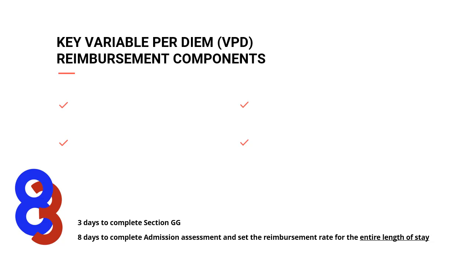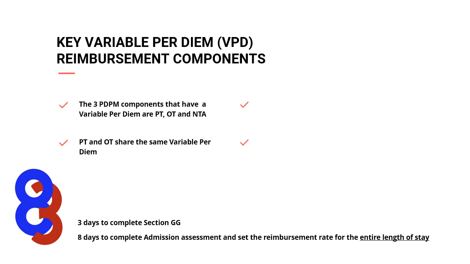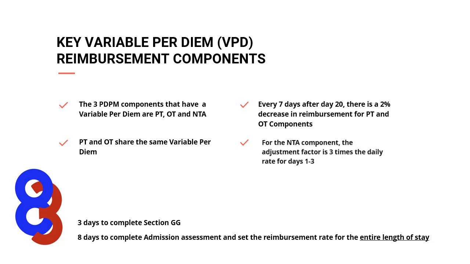Key variable per diem reimbursement components. The 3 components that have a variable per diem are PT, OT, and NTA. PT and OT share the same variable per diem. Every 7 days after day 20, there is a 2% decrease in reimbursement for PT and OT components. For the NTA component, the adjustment factor is 3 times the daily rate for days 1, 2, and 3.